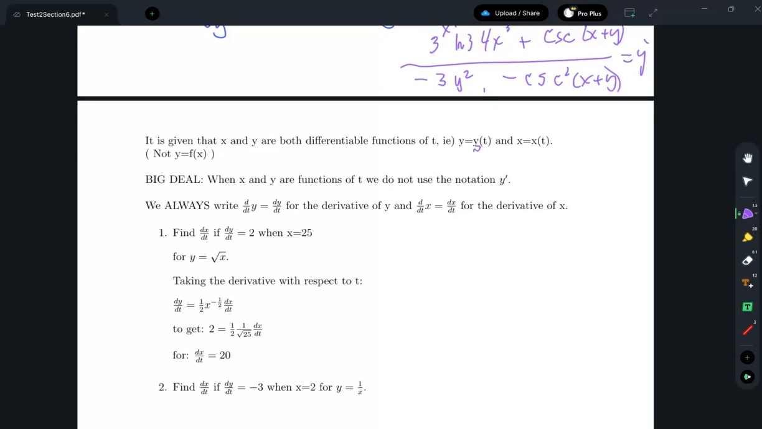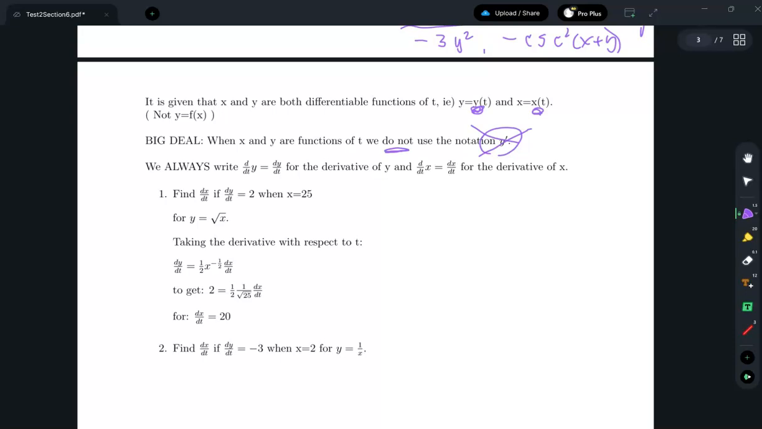So when we have functions that are functions of time, we do not use y prime. Y prime is off the table. So if I'm going to take the derivative of y with respect to t, I write dy over dt. If I take the derivative of x with respect to t, it's dx over dt. Remember, it's only when you take the derivative with respect to x of x that you get 1, right?